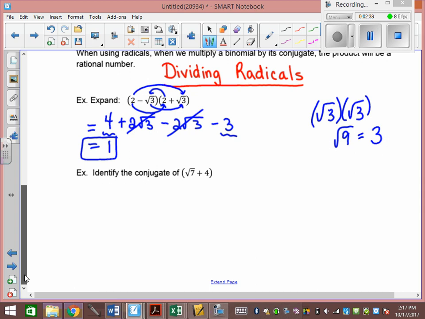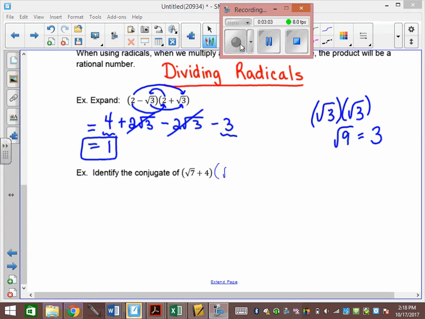This one here was 2 plus root 3. This one here was 2 minus root 3. So the conjugate of that would be 2 plus root 3. So we need to identify the conjugate of this one. What would we get? It'd be root 7 minus 4. Now, let's multiply these together and see what happens.